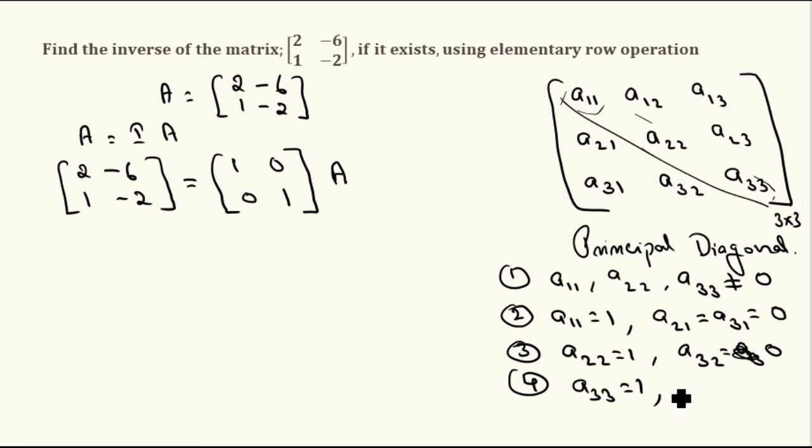Now these three elements are left over. So A23, A13, A12. All this you have to make as 0.